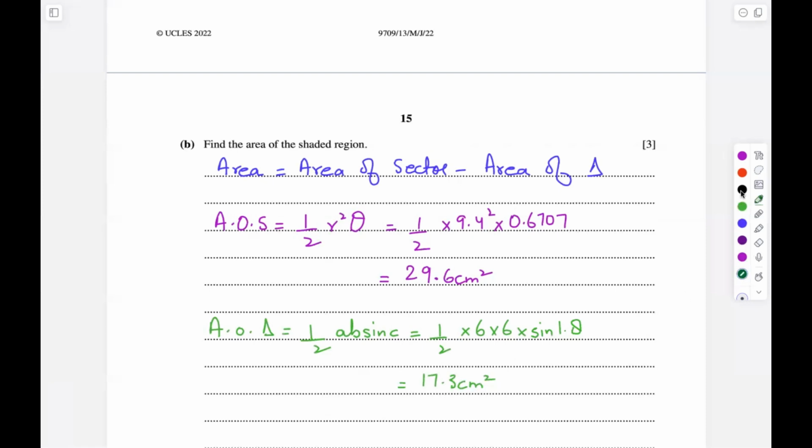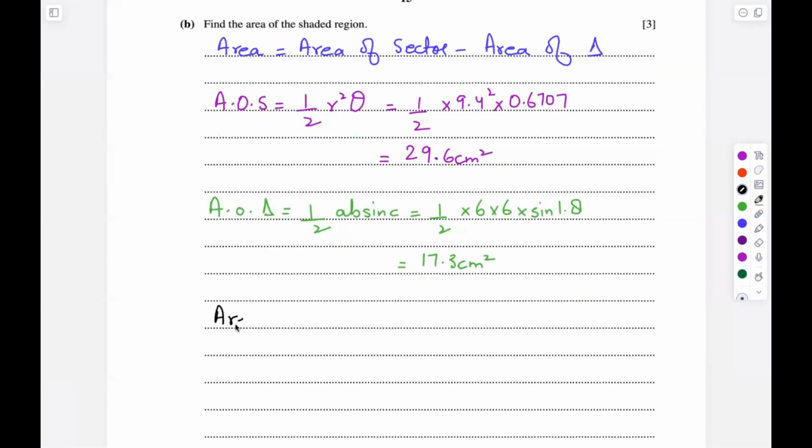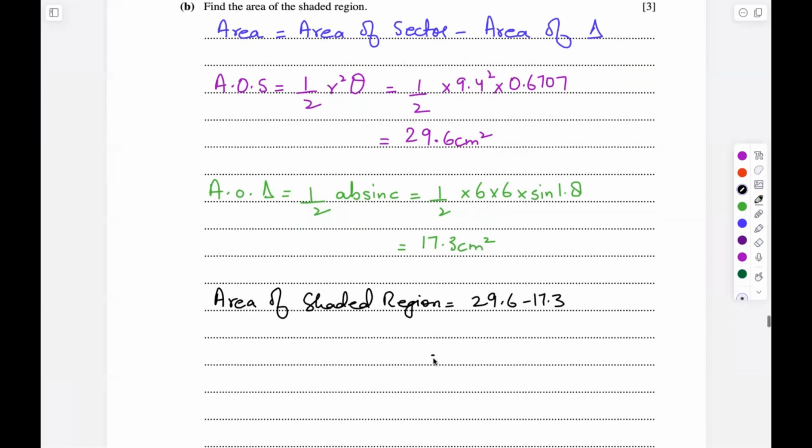Finally, finding the area of the shaded region, we can just subtract the two areas. So area of shaded region will be equals to 29.6 minus 17.3. So 29.6 minus 17.3 will be equals to 12.3 centimeters squared. Now, as I rounded off some of the values, this is not the exact answer as given. The exact answer was 12.1 centimeters squared.